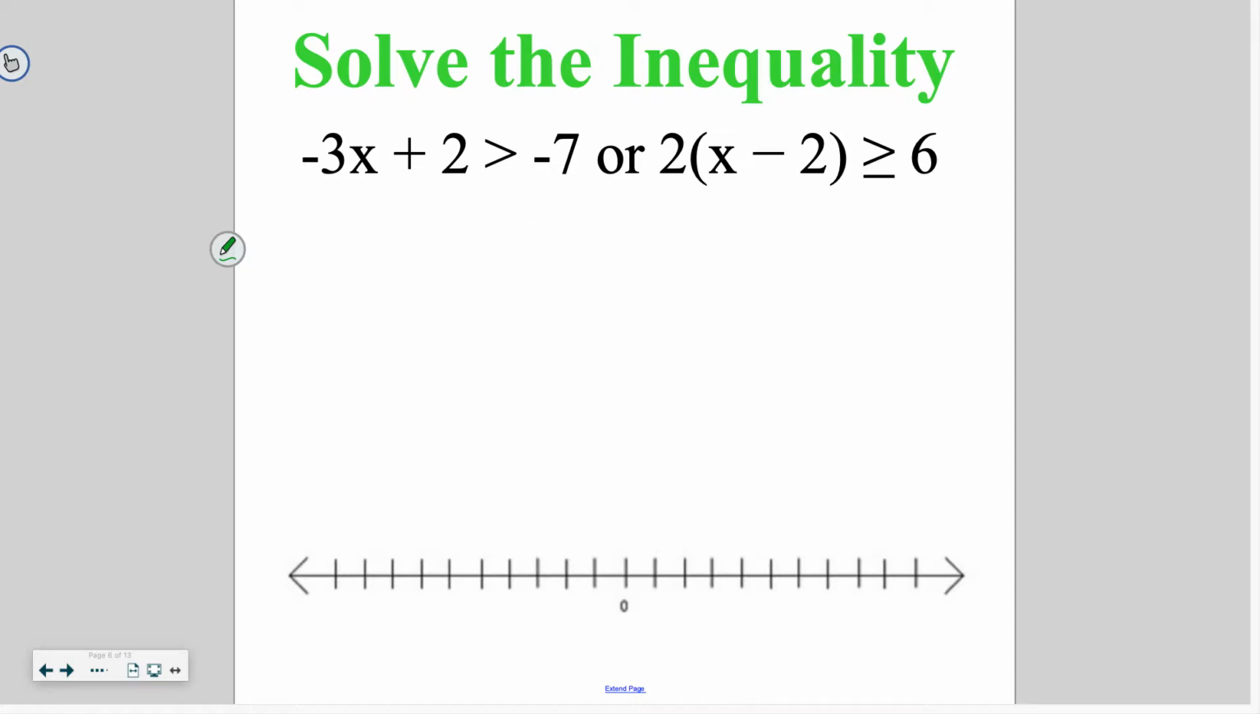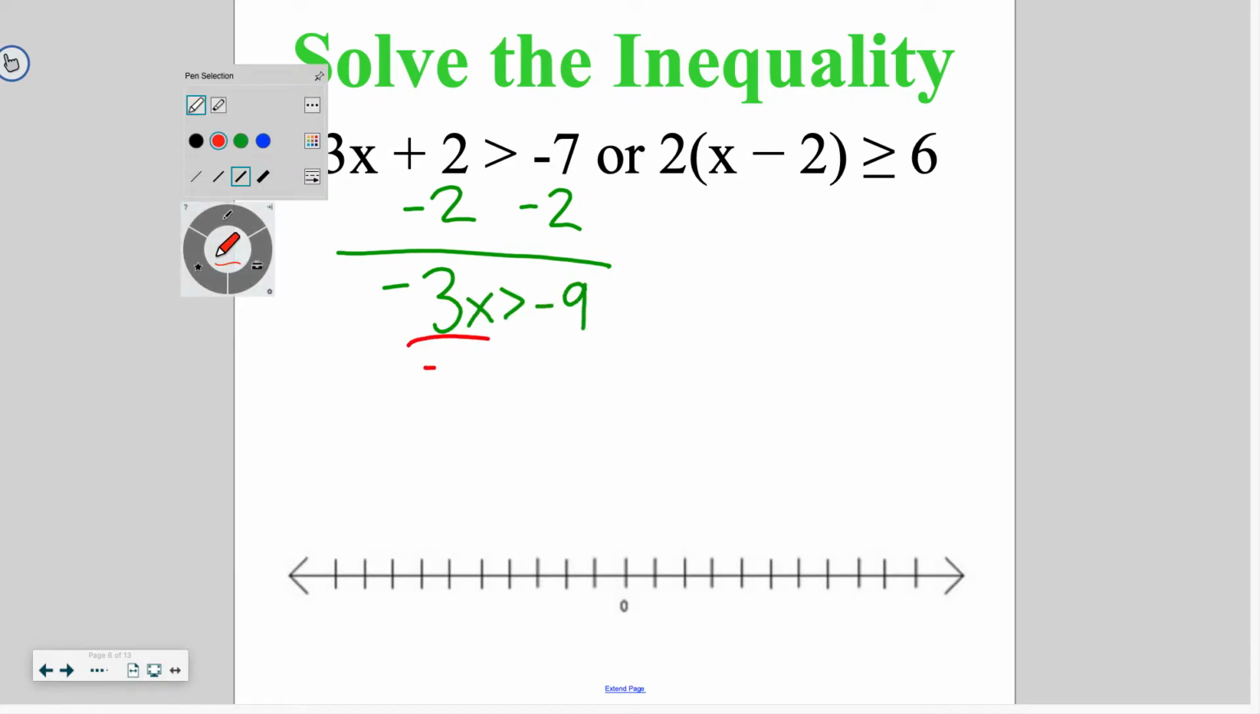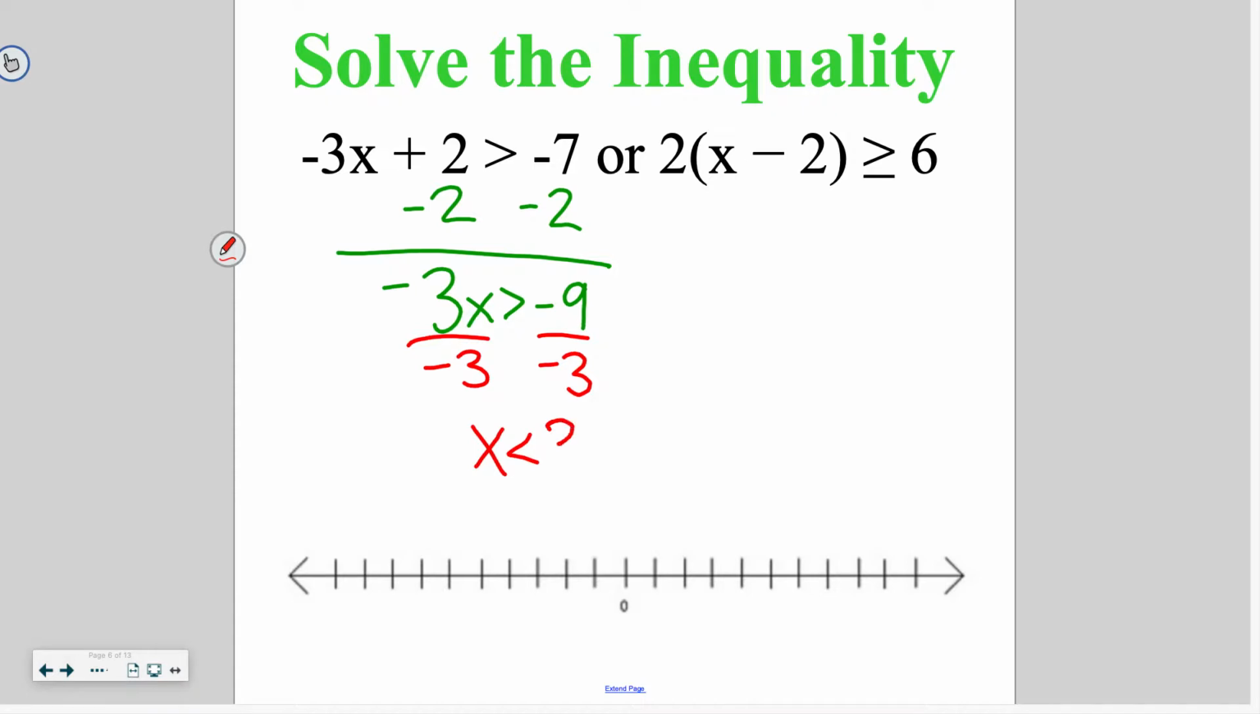So with this first one, we've got negative 3x plus 2 is greater than negative 7. I'm going to start by subtracting 2 from both sides. So I've got negative 3x is greater than negative 9. And then I'm going to finish by dividing by negative 3 on both sides. Remember, when you divide by a negative, you need to flip the inequality sign. So we end up with x is less than 3.